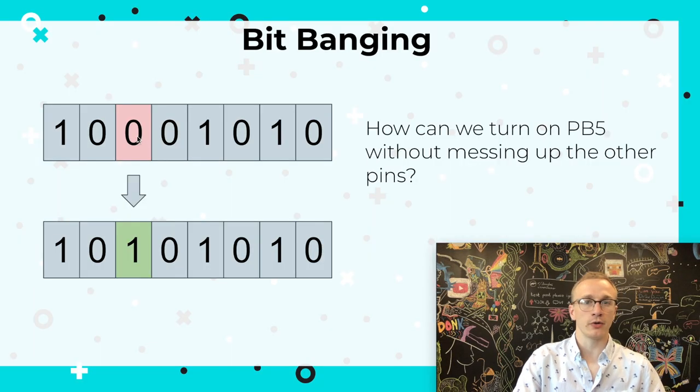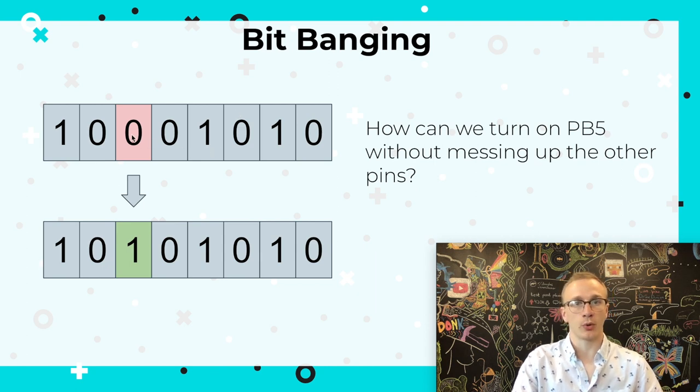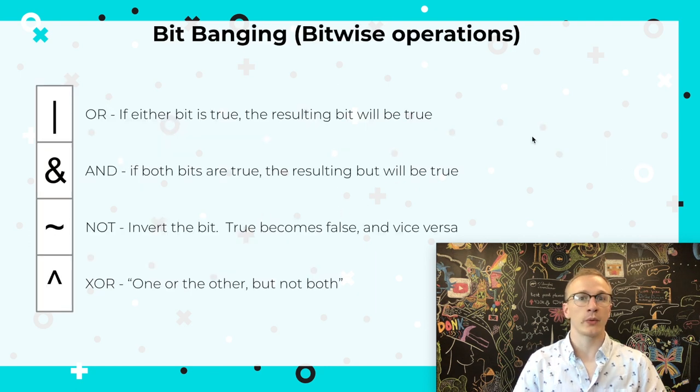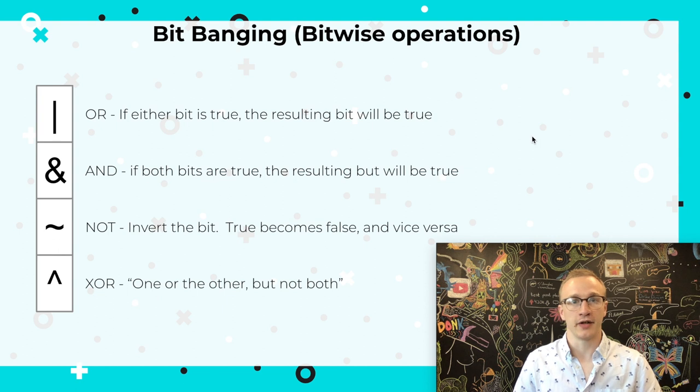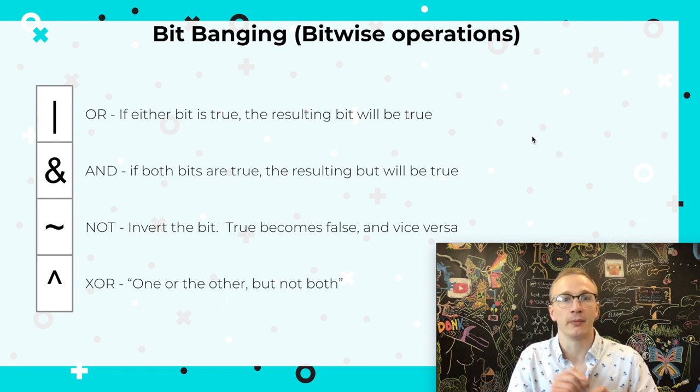Now the question is, how can we change just one bit and leave all of the other ones untouched? If we wanted to just mess with PB5, but leave everything else at whatever state it is, how can we go about doing that? This is where we get into something called bit banging, and that's usually the process whenever you're trying to deal with individual bits within a number.